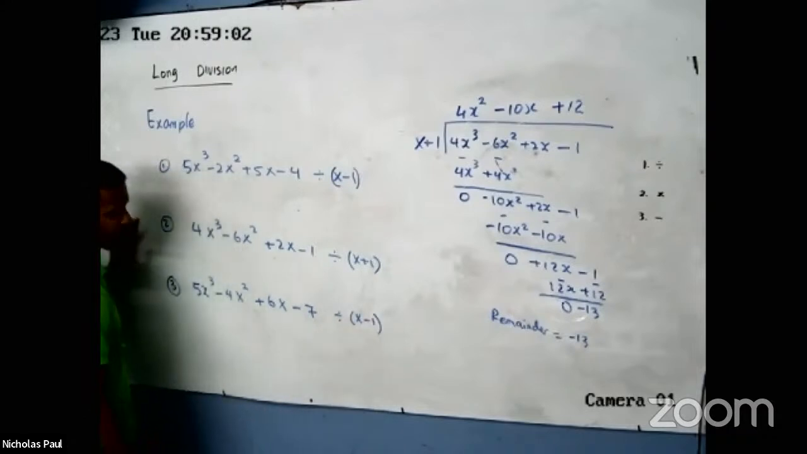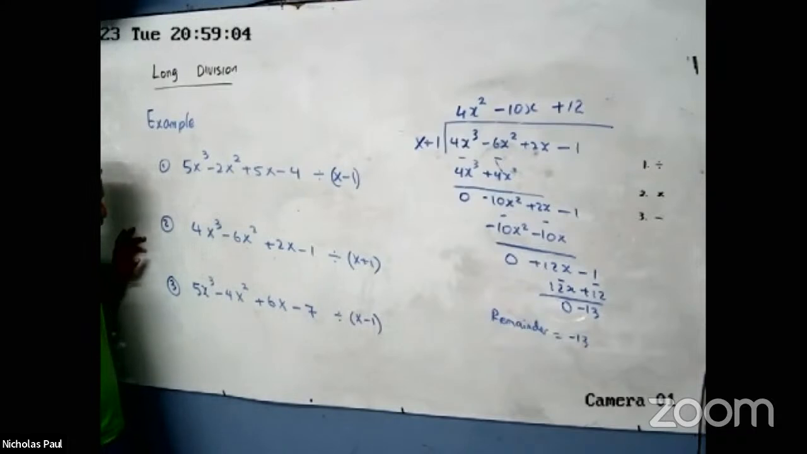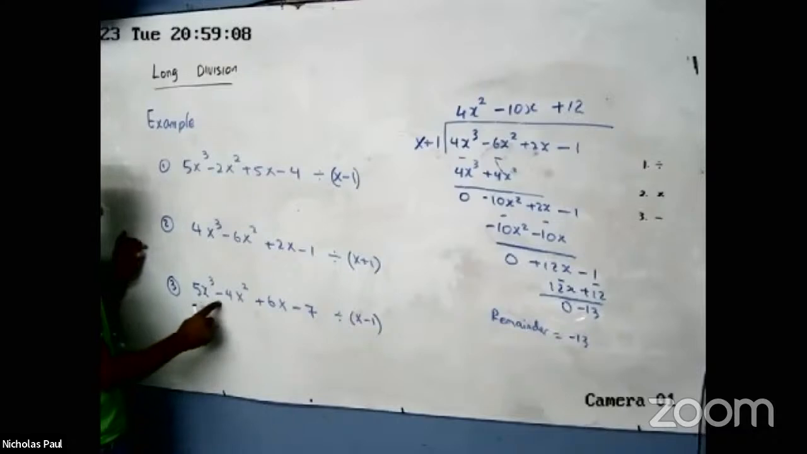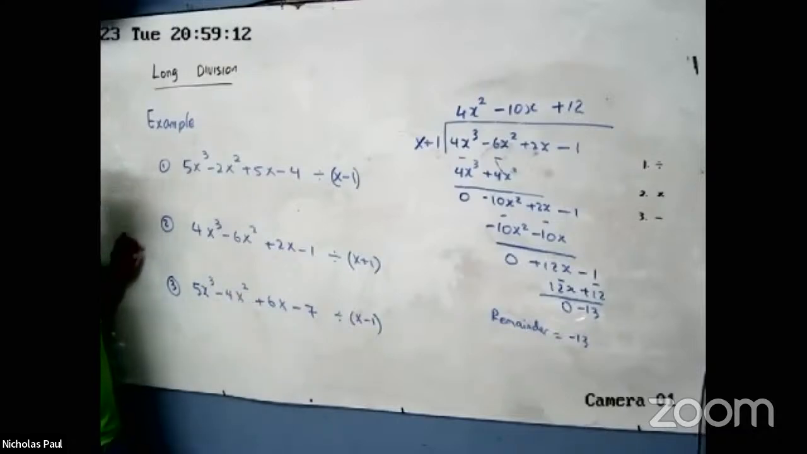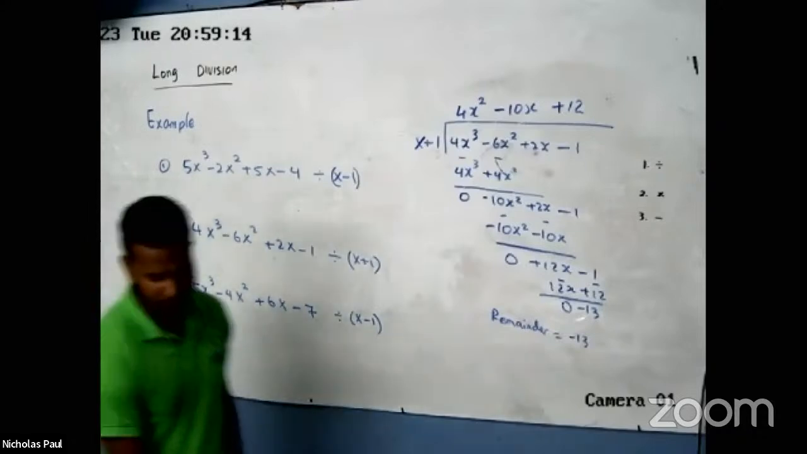I'll give it back, x minus 1 again. 5x cubed minus 4x squared plus 6x minus 7. Take your time and try that.